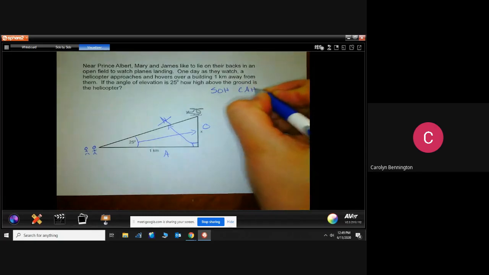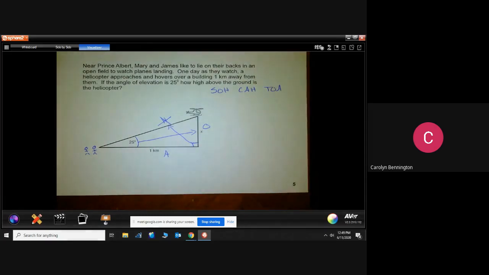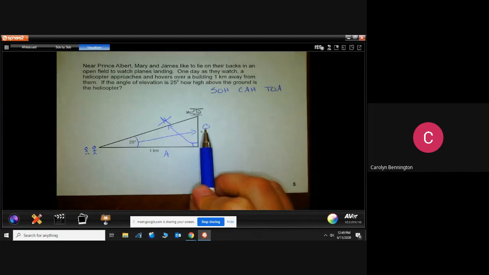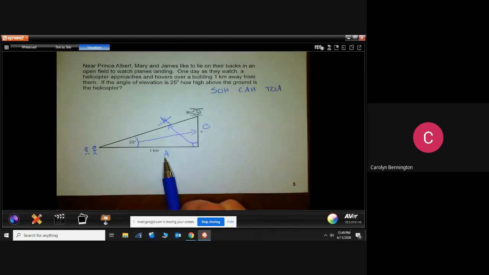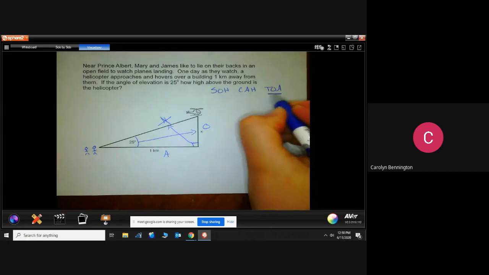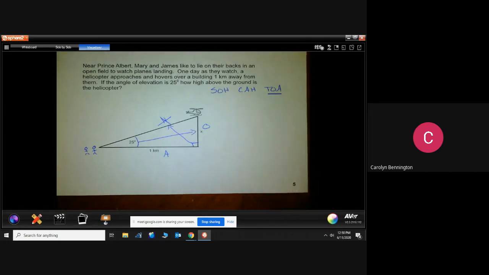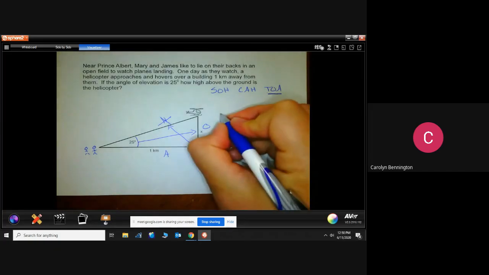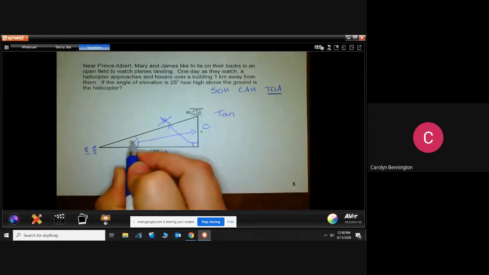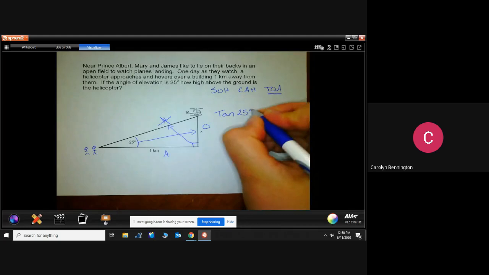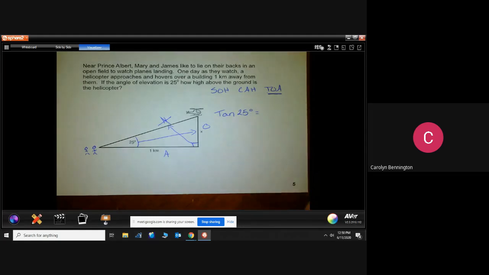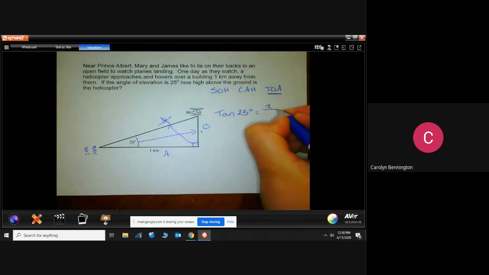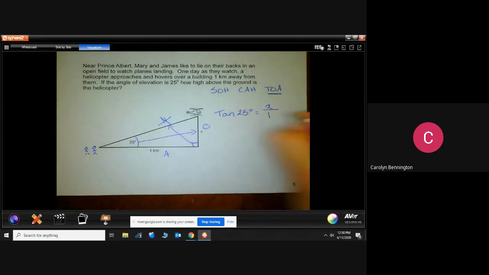So we're going to look at SOHCAHTOA to figure out which one of the 3 trig ratios we're going to be using. So we've got the opposite side and the adjacent side. So that's going to relate to the TOA part, so opposite and adjacent. So that tells us we're going to be using our tan ratio. So we're going to have tan of the angle we're working with, so tan of 25 degrees equals our opposite side of x over our adjacent side of 1.